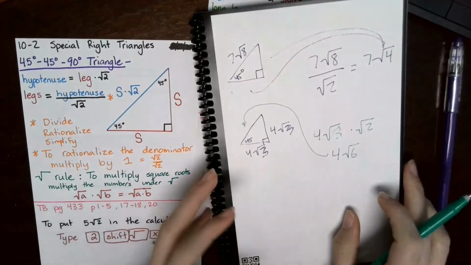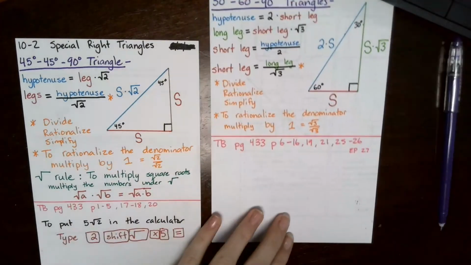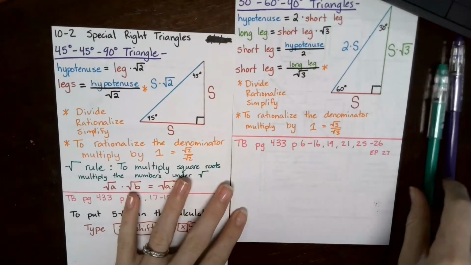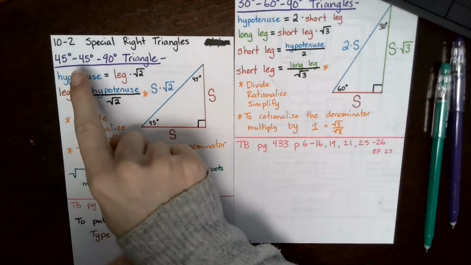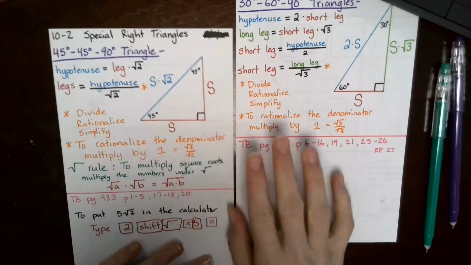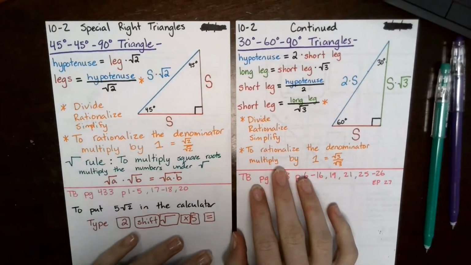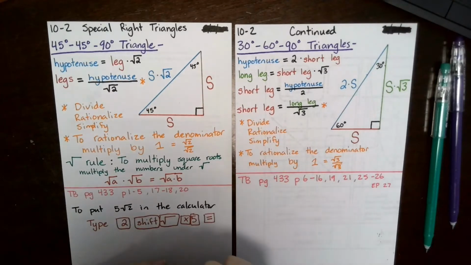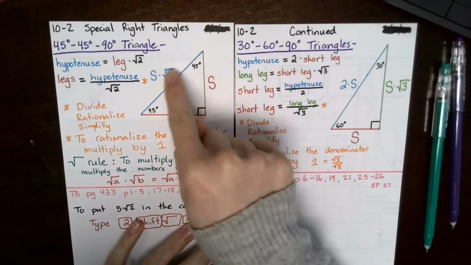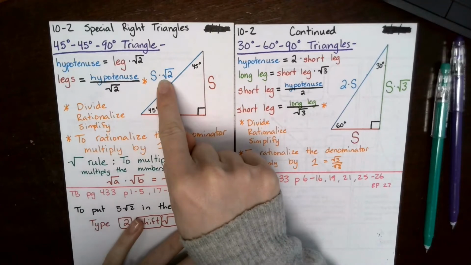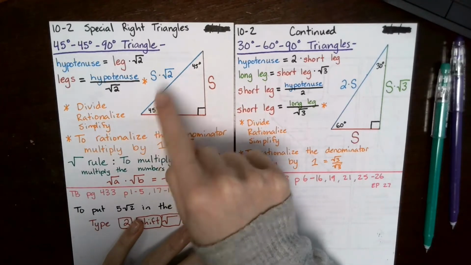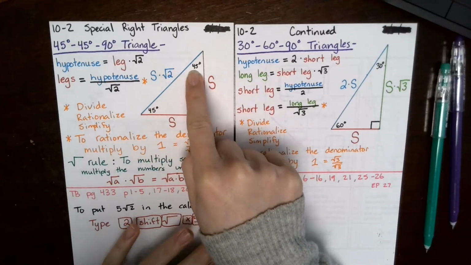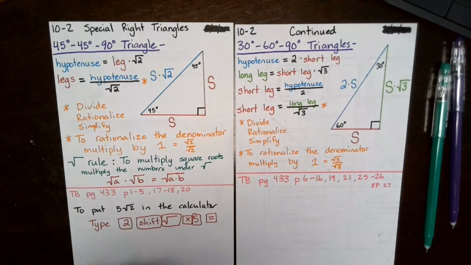Okay? So those are the situations for 45, 45, 90 triangles. Remember, we still have 30, 60, 90 to talk about. So those were all the possible situations. And remember, sometimes it's as easy as this is 8, this is 8, this is 8 square root 2. That's going to be the majority of problems you see in which you're using 45, 45, 90. It's only the rare situations in which you'll see the other ones.